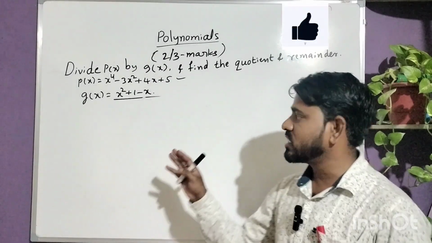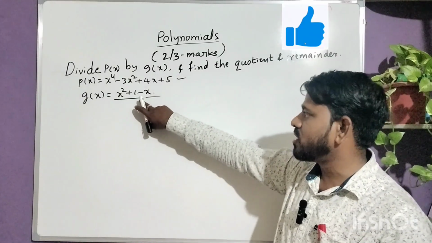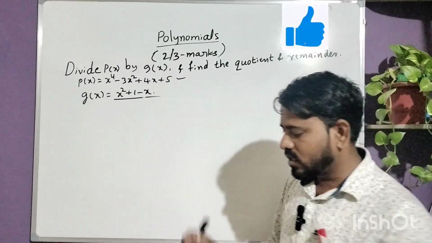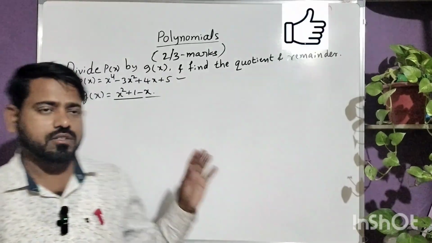This question can be asked in a different way also: find g of x, or find if g of x is a factor of p of x. The solving way of both the questions is the same. So let's start the problem.